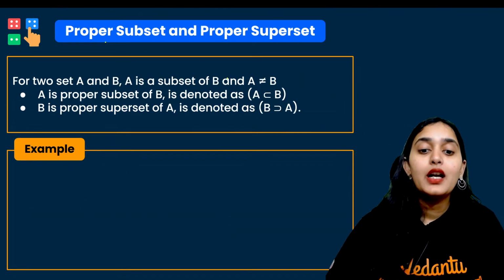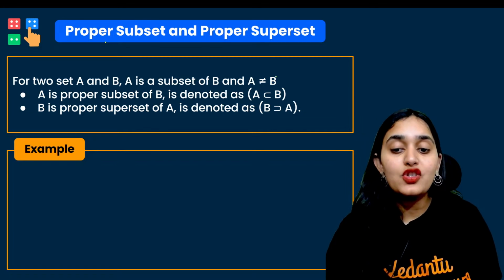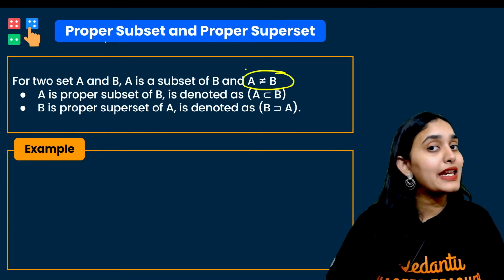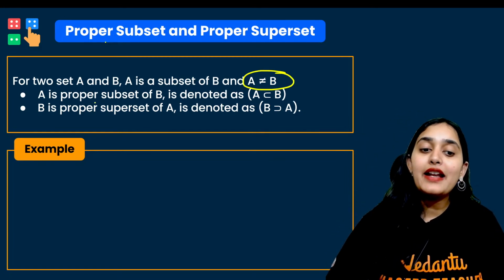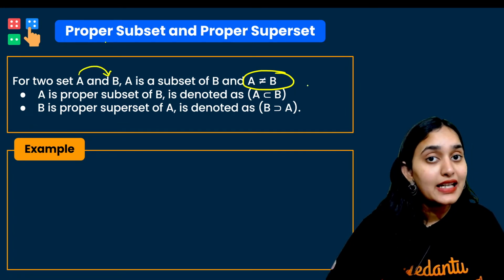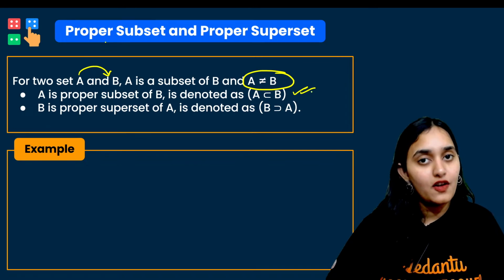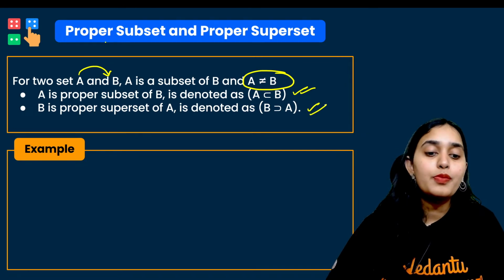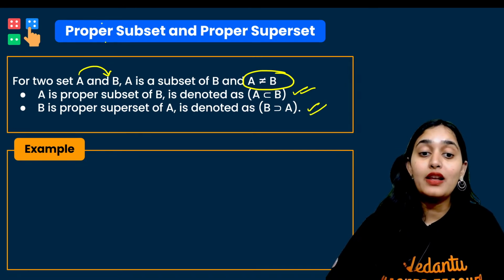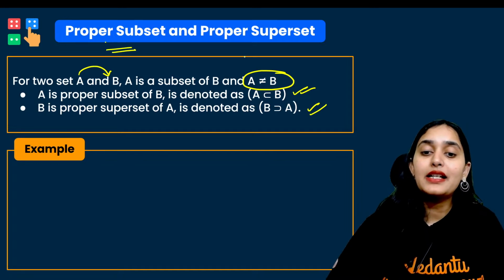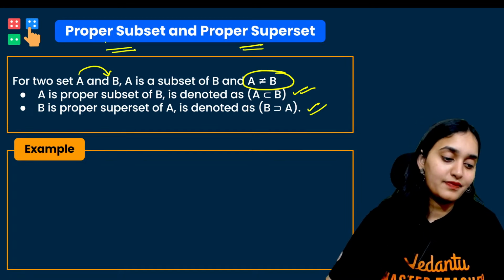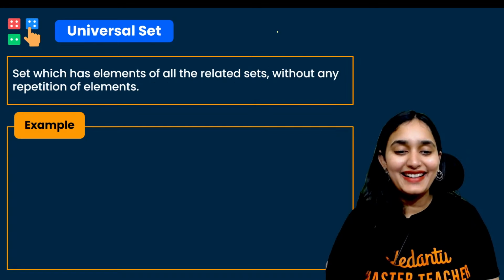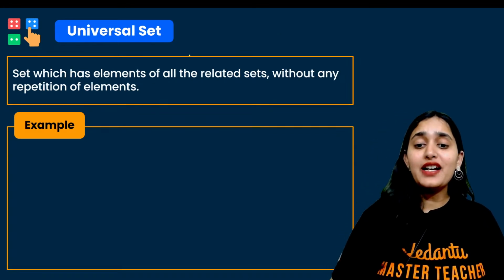But if we have clearly mentioned that A cannot be equal to B and every element of A is there in B, then we can clearly say that A is a subset of B and B is a superset of A. But we call them proper subset and proper superset. Alright. Next is universal set.